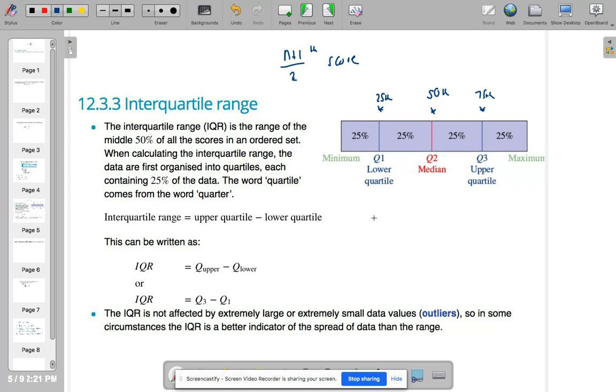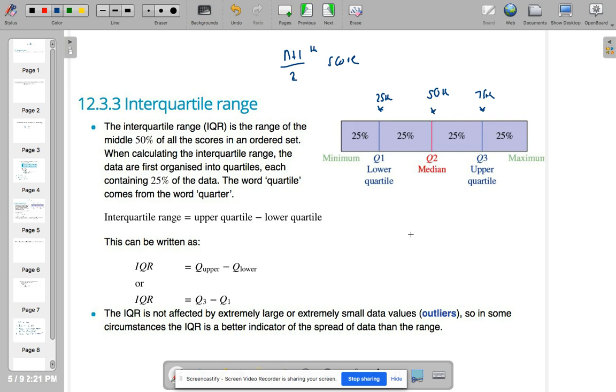Okay? And this is pretty important because in some data you get some really, really low values and really, really high values. So it starts to tell you what the middle 50% are. Sorry, the middle 50%, beg your pardon. You get rid of the bottom 25% and the top 25%. What's the range for this middle 50%? Interquartile range. So it's not affected by really, really low data or really, really high data.